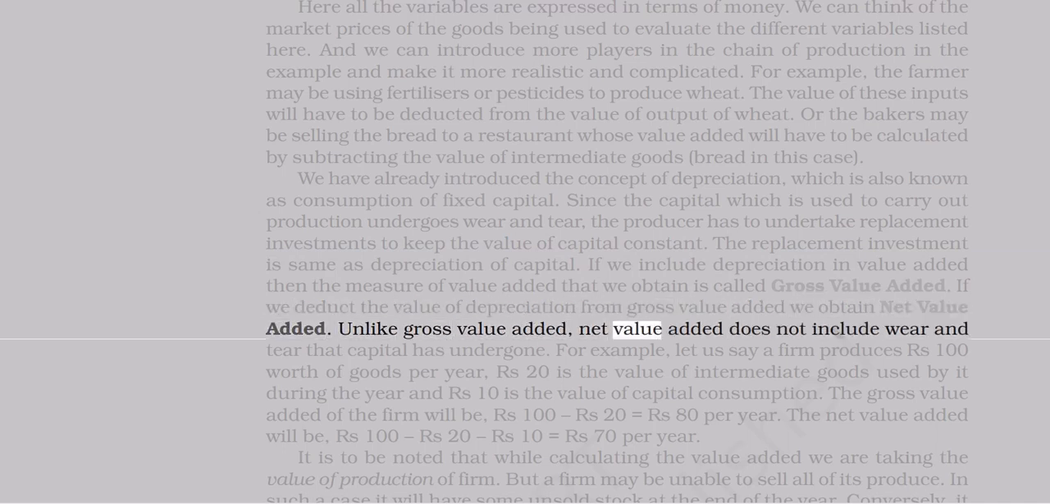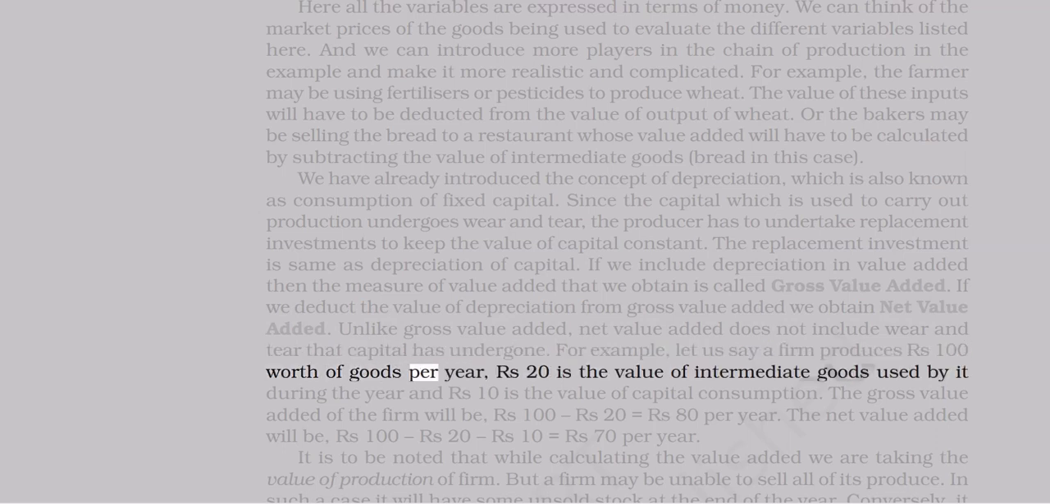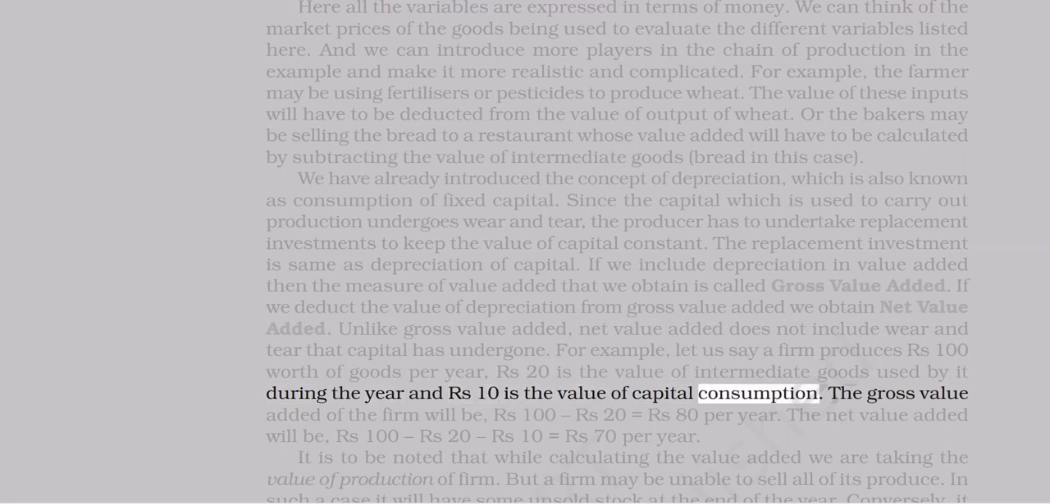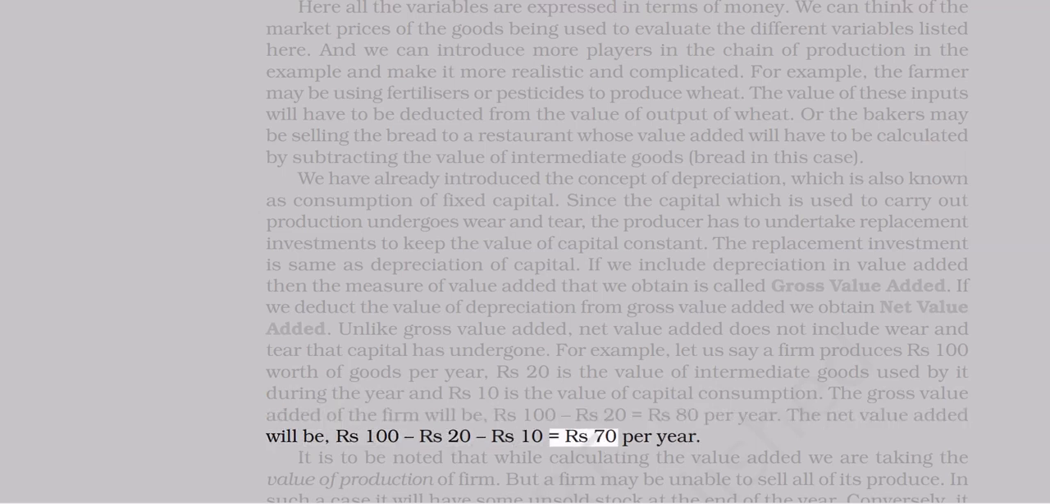Unlike gross value added, net value added does not include wear and tear that capital has undergone. For example, let us say a firm produces 100 rupees worth of goods per year, 20 rupees is the value of intermediate goods used by it during the year, and 10 rupees is the value of capital consumption. The gross value added of the firm will be 100 rupees minus 20 rupees equals 80 rupees per year. The net value added will be 100 rupees minus 20 rupees minus 10 rupees equals 70 rupees per year.